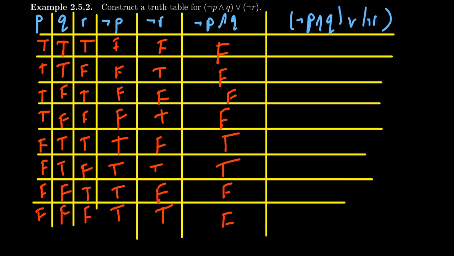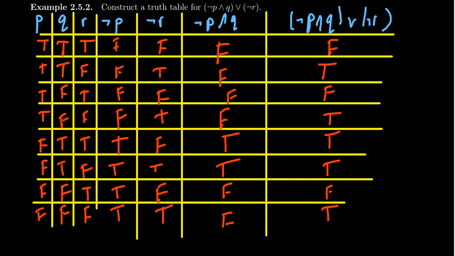Well, false or false is false. True or false is true. False or false is false. Then the next one we have true or false. That's a true. False or true. That's a true. There's a true. False or false. And then true or false. So then the final column there looks like false, true, false, true, true, true, false, and true.